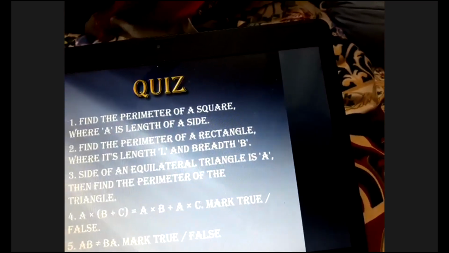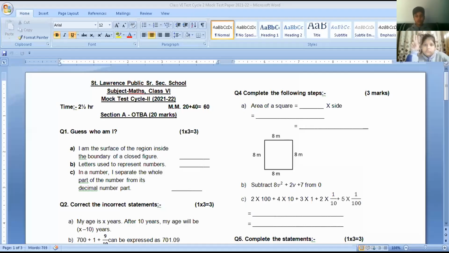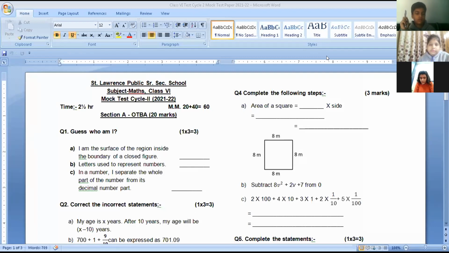Quiz 1. Find the perimeter of a square where I am then inside the boundary of a closed figure. Ma'am, it's area. Yes, the answer is area. Absolutely right. Next, B part, letters used to represent numbers. Charvi Jain. Letters used to represent numbers is variable. Absolutely right answer. C part, Ayush Sharma. In a number, I separate the whole part of the number from its decimal part. Tanish Sharma. Yes, ma'am. Ma'am, it is decimal. That is the right answer, because here I am separating the whole number part from the decimal number part. Let's start with question number 2 now.